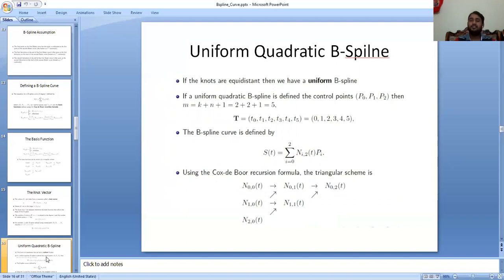If a uniform quadratic B-spline is defined by control points P0, P1 and P2, then you can see n equals 2 and k equals 2. So the value of m will be n plus k plus 1, that is 2 plus 2 plus 1, which equals 5. So the knot vector will be t_0 to t_5, that will be 0 to 5: 0, 1, 2, 3, 4, 5.